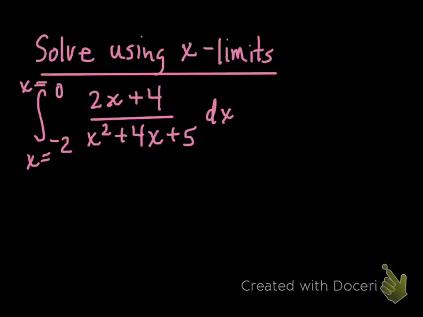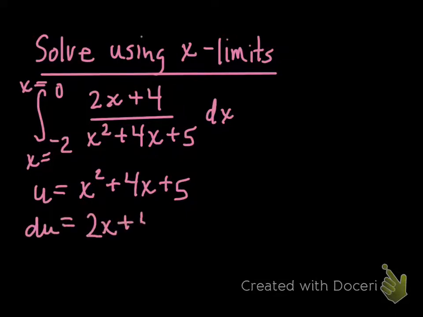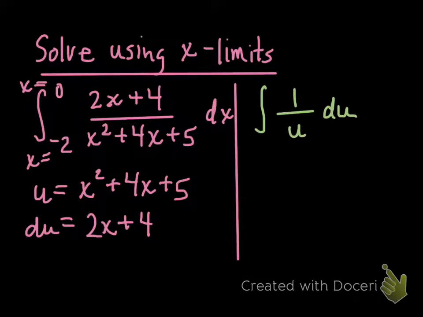Notice the integrand is written in terms of x, therefore my limits of integration are x limits of integration, and we're emphasizing that here with these definite integral problems. We're setting U equal to the denominator x squared plus 4x plus 5, so that du equals 2x plus 4, which we see in the numerator. So now we will rewrite this integral in terms of U. The integral of 1 over U du.